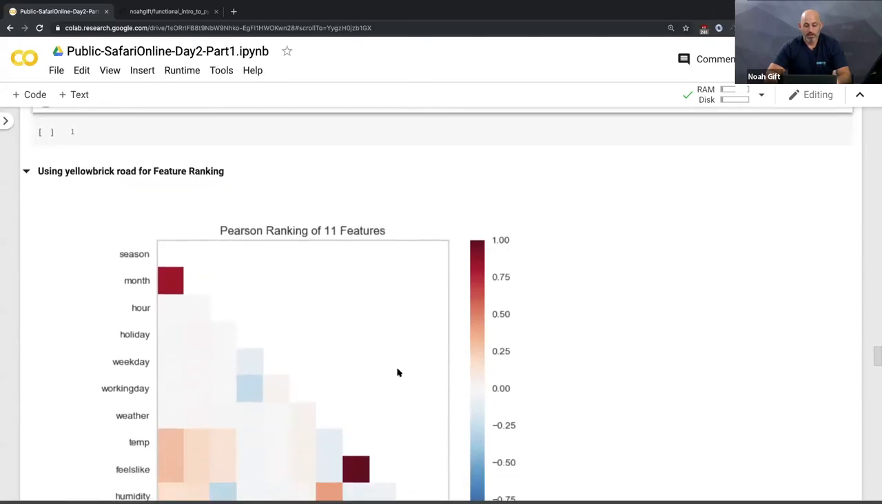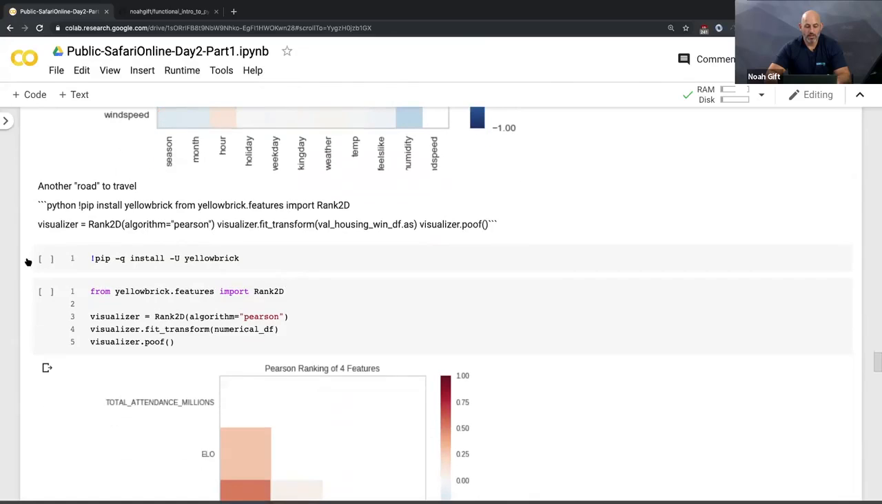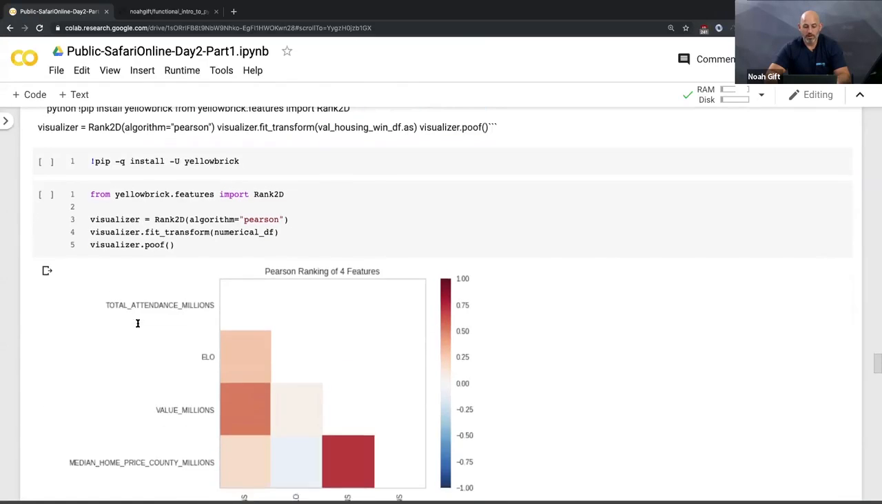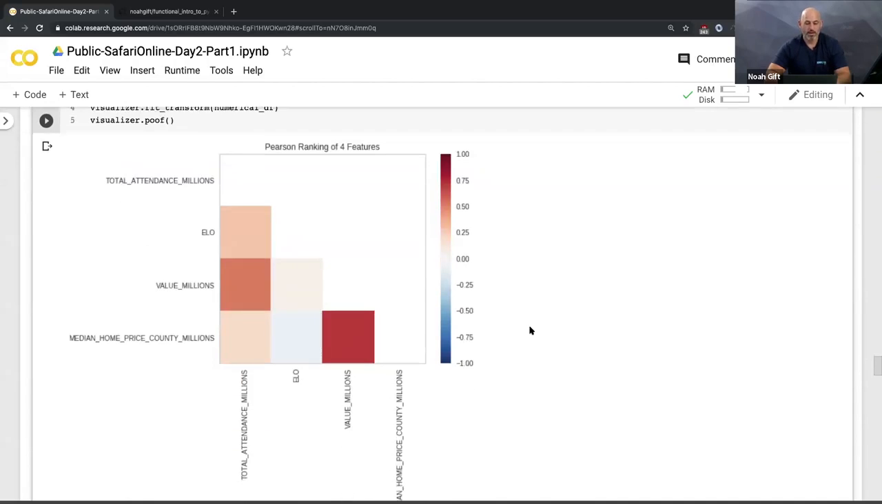And then another technique that you can use is Yellowbrick for feature ranking. You could install it here if it wasn't installed in your notebook. And then if you run Yellowbrick feature ranking, you can see here that the value of the team and the total attendance have a high feature ranking, and also the median home price and the valuation of the team. You can see that's actually the best feature, which now explains our model.